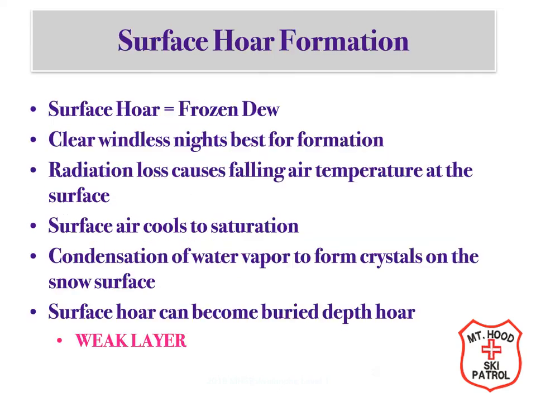Surface hoar is frozen dew. It forms most readily on cold, clear, windless nights. On cold, clear nights, radiation losses reduce the snow surface temperature below the air temperature. Condensation of water vapor at the snow surface forms crystals on the snow surface. Surface hoar can become a buried weak layer when buried under a subsequent snowfall. These can be long-lasting weak layers in cold snowpacks.